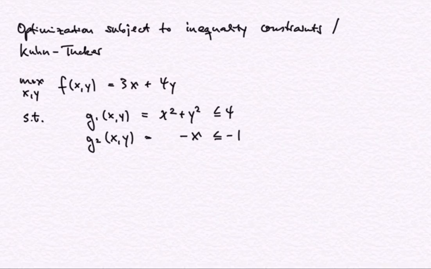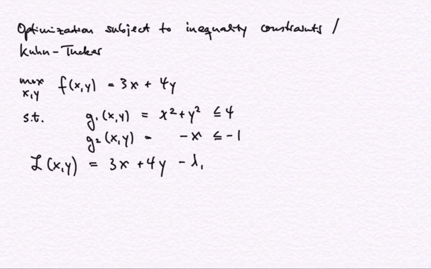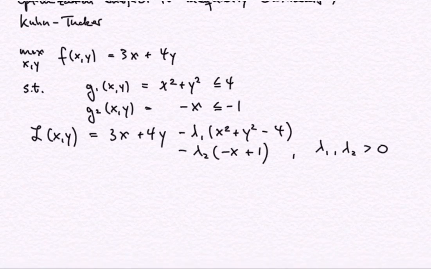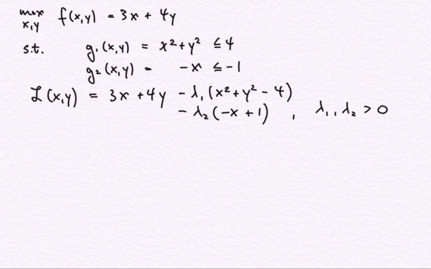So we begin with specifying the Lagrange auxiliary function. So this is L of x and y given by the objective function 3x plus 4y minus first Lagrange multiplier times the left-hand side of the constraint minus the right-hand side of the constraint. And likewise for the second constraint. The way we have specified the Lagrange auxiliary function now is that the Lagrange multipliers must be positive numbers. If we arrive at a negative Lagrange multiplier, it does not satisfy the Kuhn-Tucker conditions, and we have a contradiction, so to say.